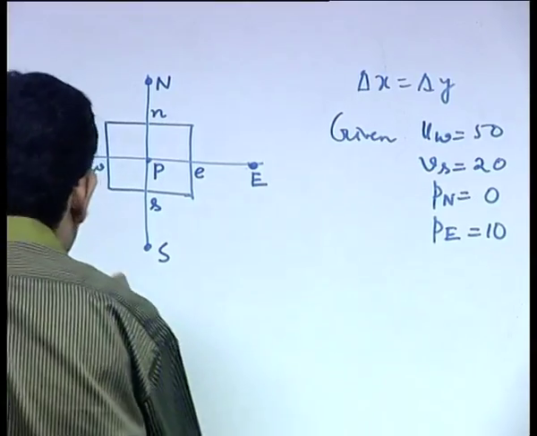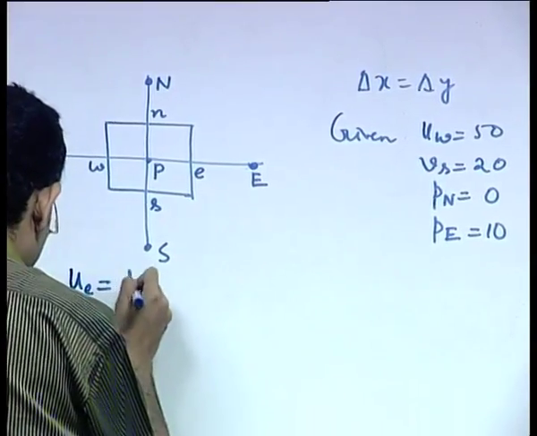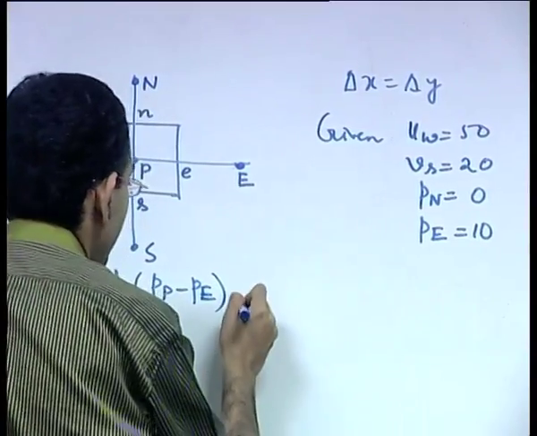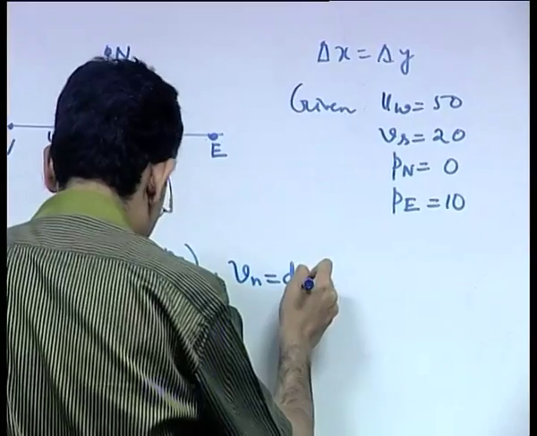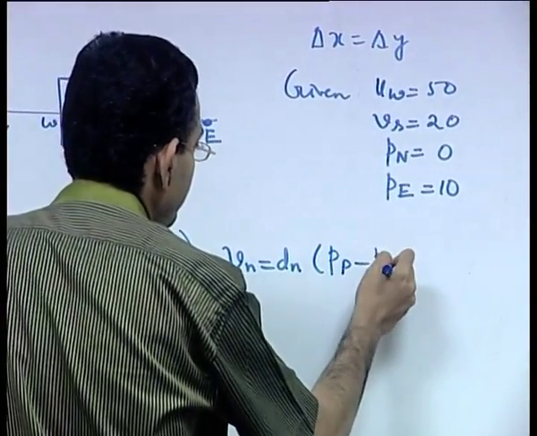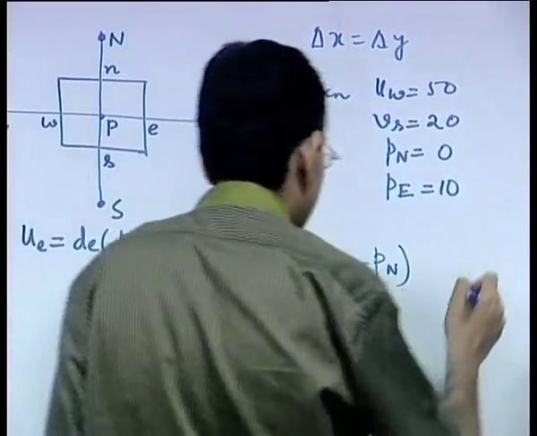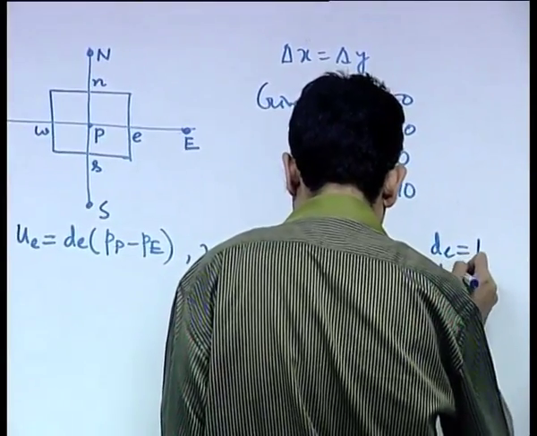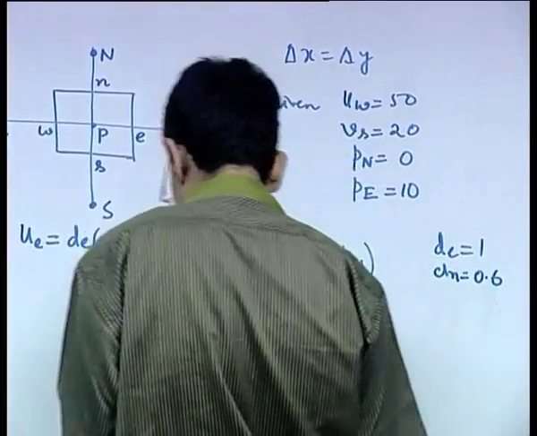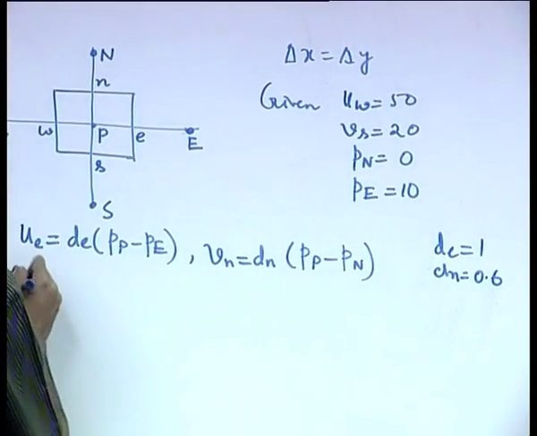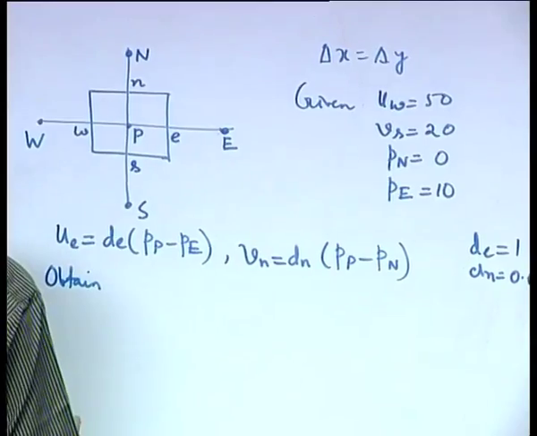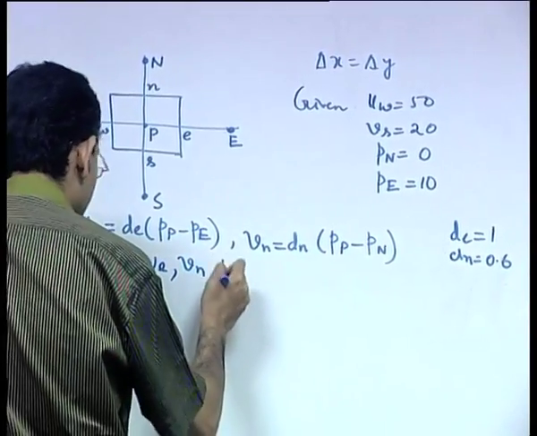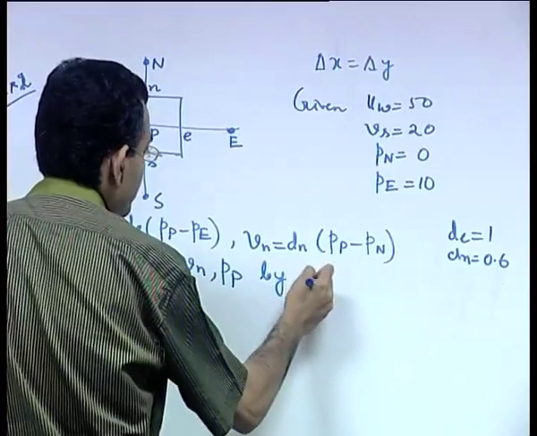And the momentum equations are given as follows: ue is equal to dE into Pp minus Pe, Vn is equal to dN into Pp minus Pn, where dE equal to 1 and dN equal to 0.6. Obtain UE, Vn, Pp by the SIMPLE algorithm.